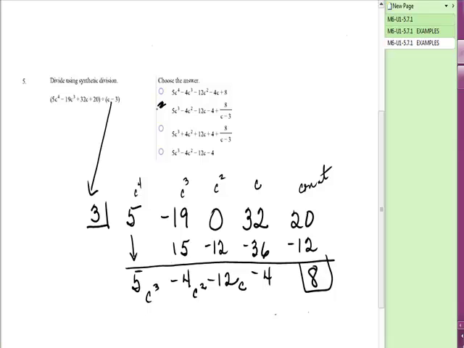So practice with your synthetic division. Remember that for every term, you have to have every descending power inside the dividend.